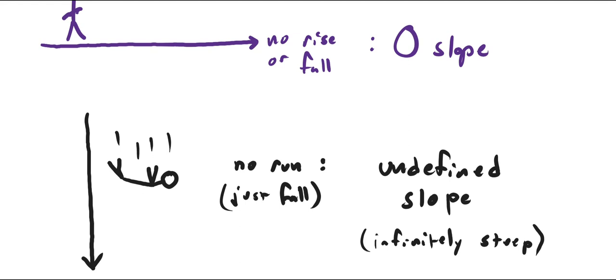But for right now, I just want you to think, if I'm not going to the right or left at all, then I can't really calculate how much I go up or down when I go to the right by a little bit. There's no right to be had. I'm not going right. You could also think of this as being infinitely steep, but I really encourage you to adhere to the idea of saying that this is an undefined slope when you see a vertical line.